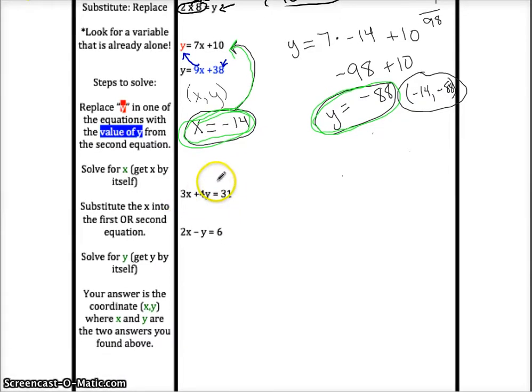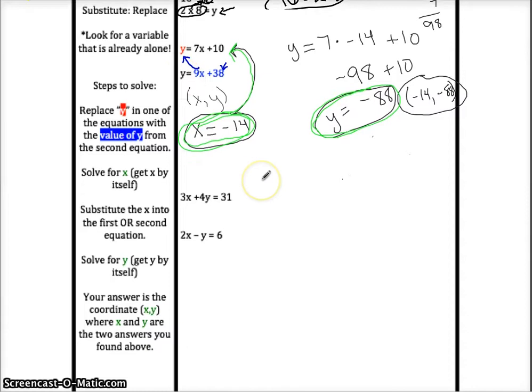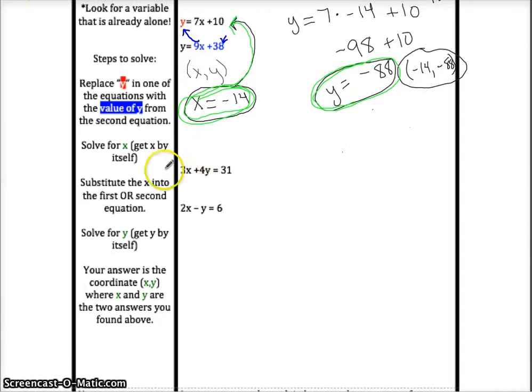This one, remember I told you the key was to look for a variable that's already alone. In the last one, my y's were already by themselves, so that was awesome. In this one, the x's and the y's are not by themselves. So what I'm going to do is look through these equations and see, how can I get one of these variables to be by itself? And to me, this variable right here is almost by itself. It just has this stuff next to it. So I'm going to try to get this by itself first.